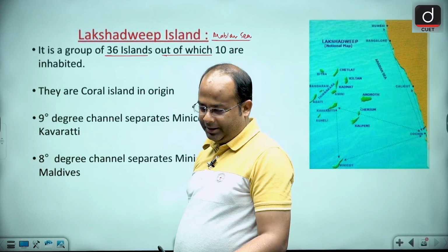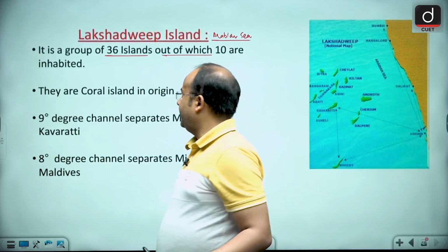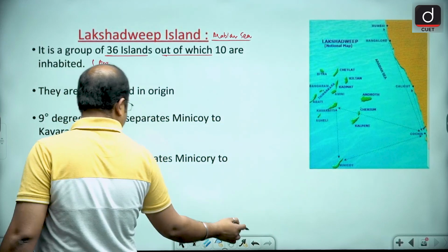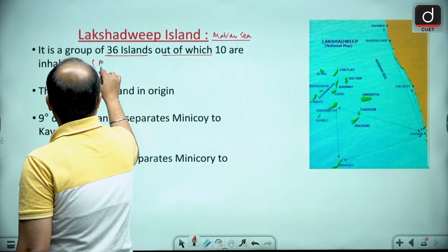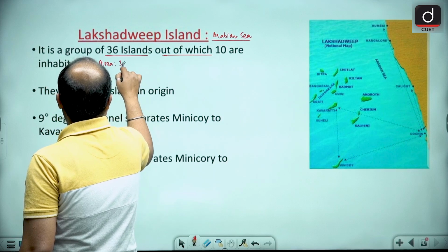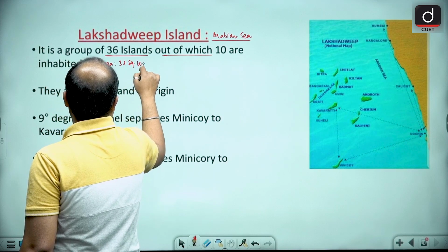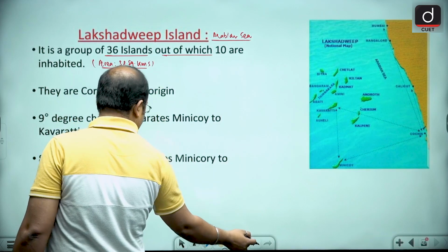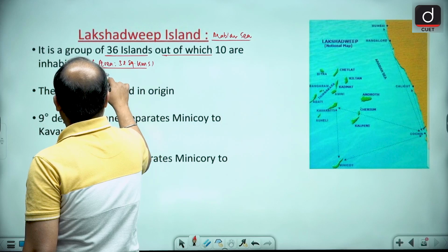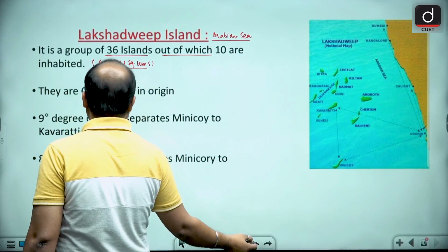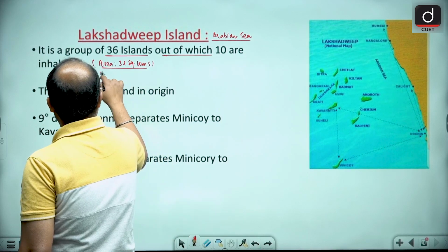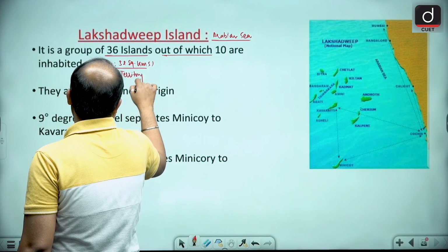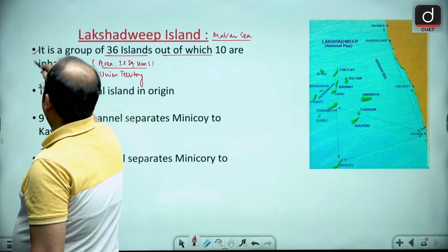Ten are inhabited. Now guys, the area is approximately 32 square kilometers. So it is just a union territory. Although Andaman Nicobar is also a union territory, Lakshadweep is also a union territory, and they are of coral origin.